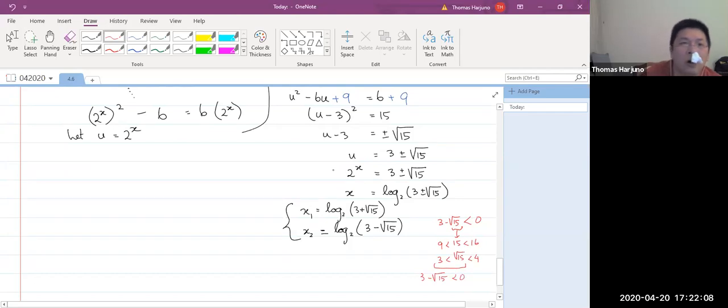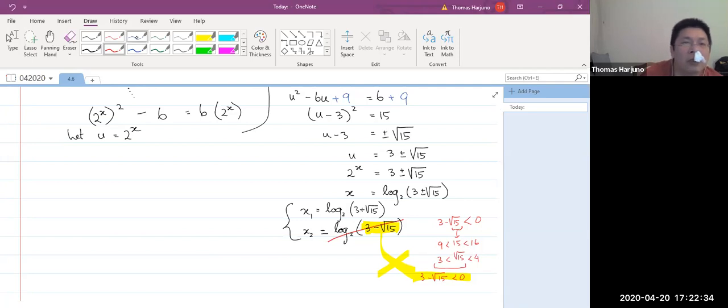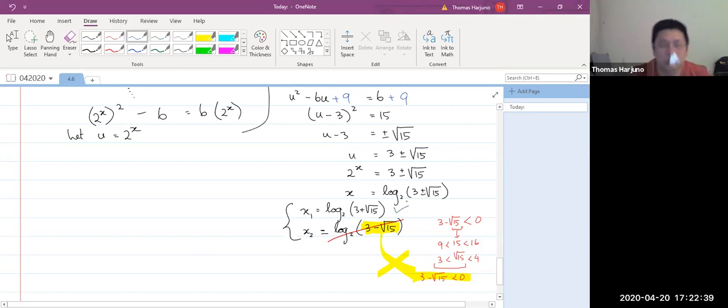But for the log, the argument of the log cannot be negative. Remember? That's not right. So I have to cross out that answer, because 3 minus square root of 15 is negative. That's not in the domain of the log function. So the only solution is this one here. That's the only solution.